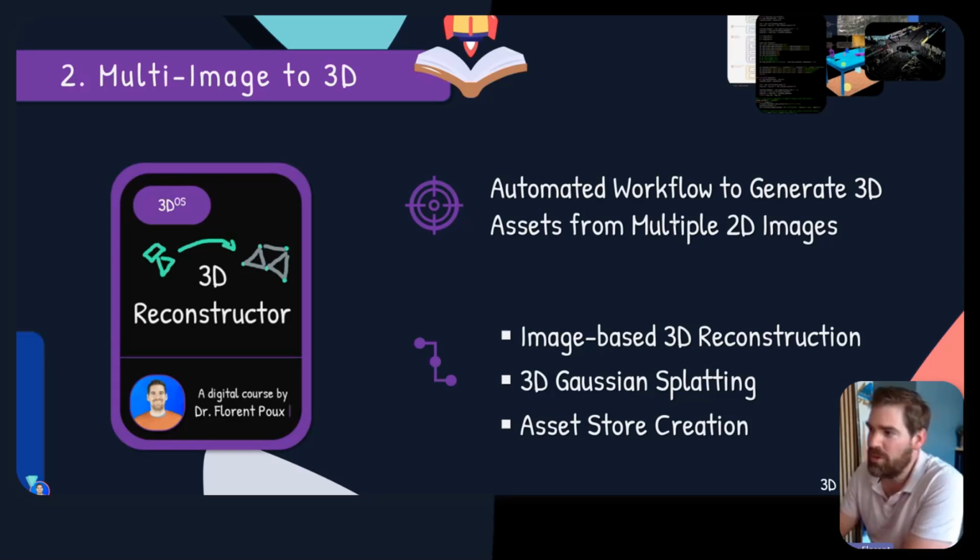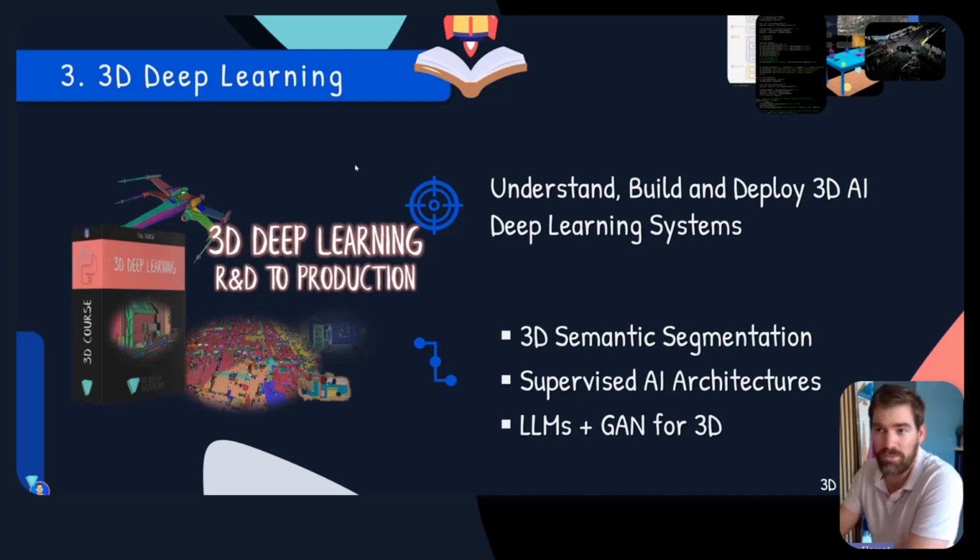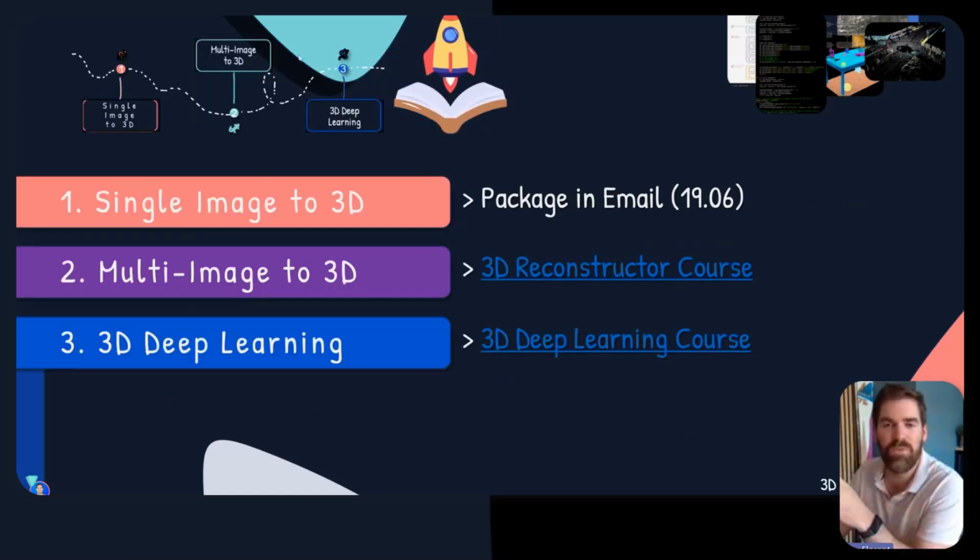The second thing is, depending on where you are, the course 3D Reconstructor. This is if you want to automate workflows to generate 3D assets from multiple 2D images, where you have image-based reconstruction, 3D Gaussian splatting, and I'm pushing out how you can also get asset stores up and running. And then you have the 3D deep learning course, but this is more focused at the moment on 3D semantic segmentation tasks and supervised AI architectures. But there are some cool new updates that are coming your way there, so that will expand it to instance segmentation and other very cool stuff.